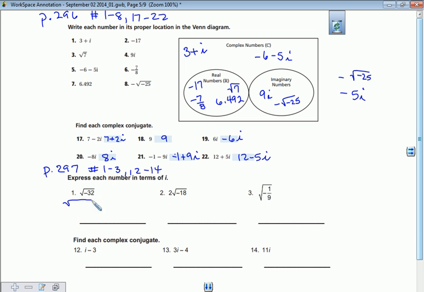Okay, the square root of negative 32 breaks up into 16 times 2 times negative 1, which is 4i root 2. 2 times the square root of negative 18. Well, negative 18 I would break up into 9 times 2 times negative 1. So I can take the square root of 9, which is 3, and the square root of negative 1, which is i, and that leaves a square root of 2. So it's 6i root 2.